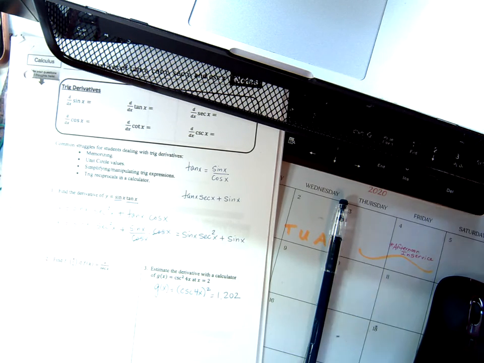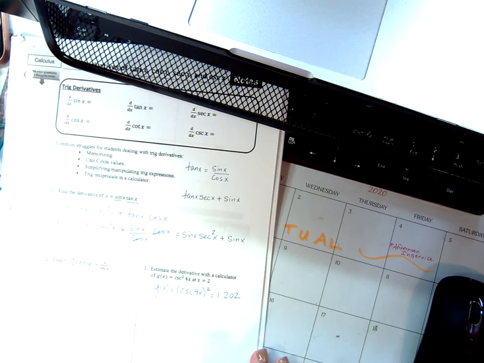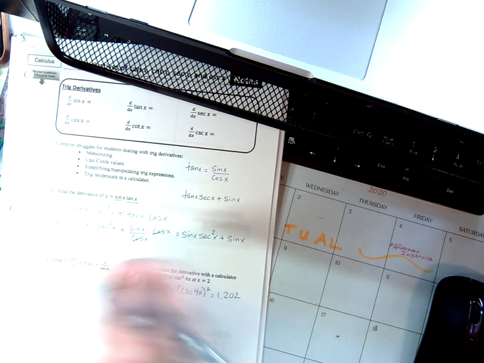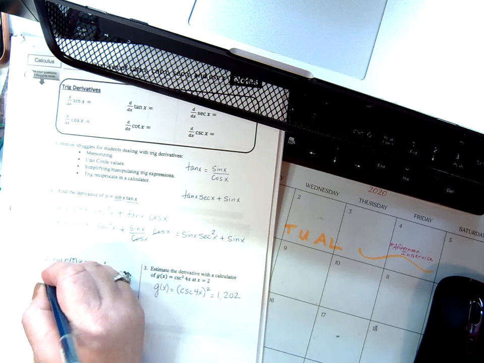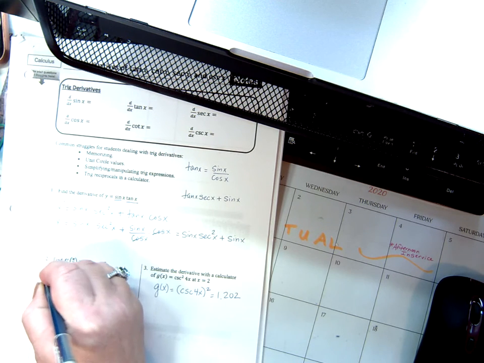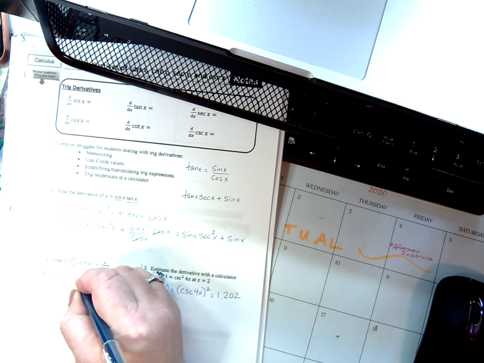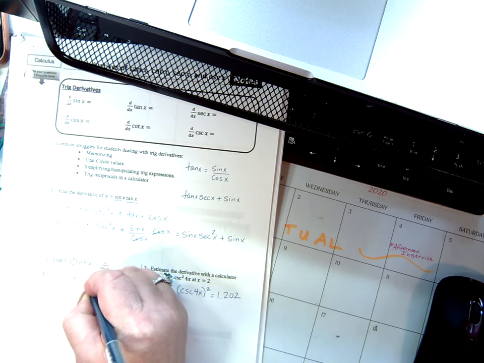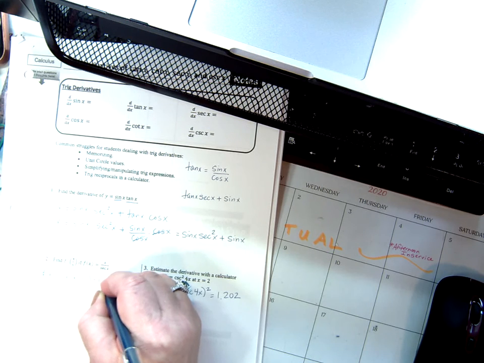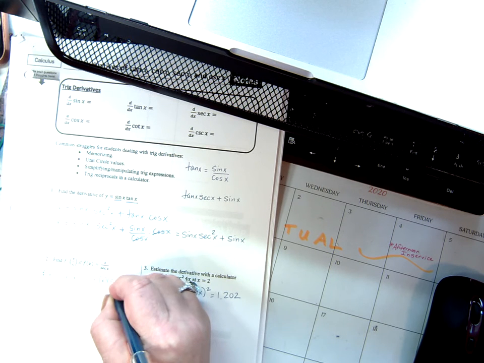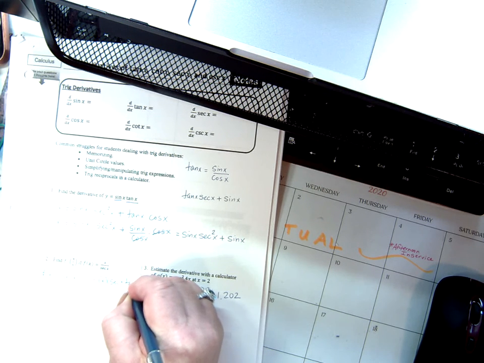Back to number 2. You should have started, hopefully started this one, and this takes a lot of writing. So this one is going to be an f of x. We've taken f prime of x: derivative of the bottom, times the top, minus the top, times the derivative of the bottom, ooh, secant x, tangent x, all over the bottom squared.